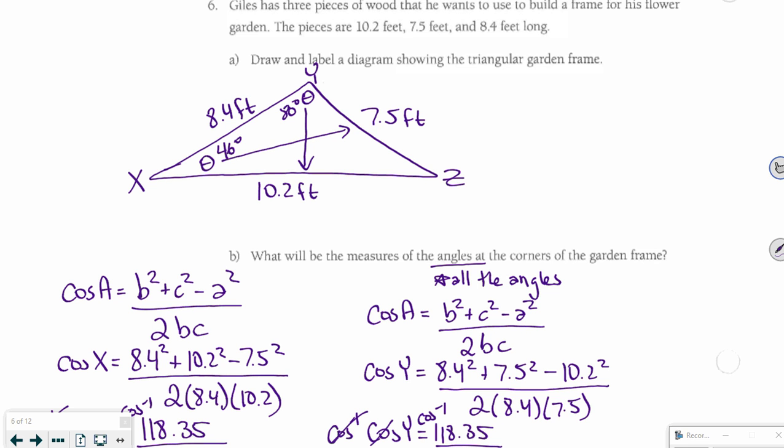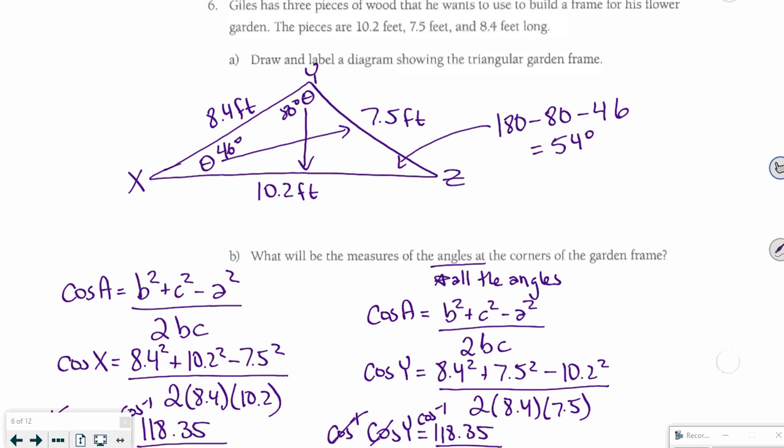This is 80 degrees. What that means is, to find Z, I now know 2 of the 3 angles in my triangle, which means I can do my 180 minus the 2 angles that I know, and that'll tell me angle Z. So angle Z is going to be 54 degrees.